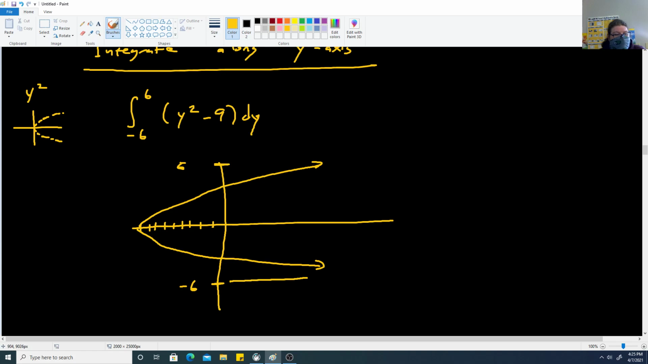what we would be finding is the signed area here would be positive, the signed area in here would be negative, and the signed area out there would be positive again. So we would be totaling up the signed area over that expression.